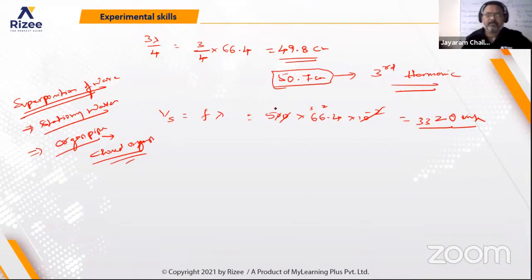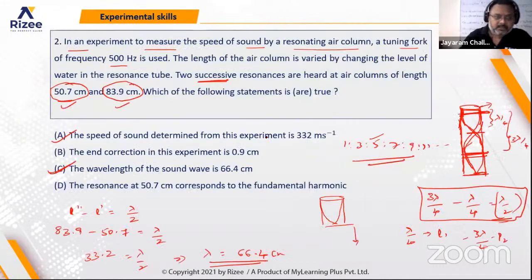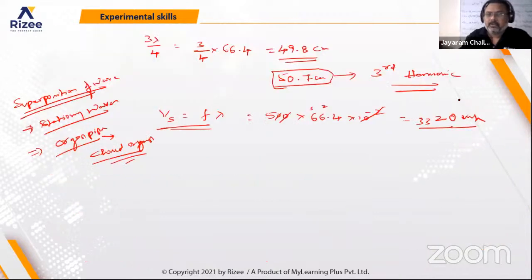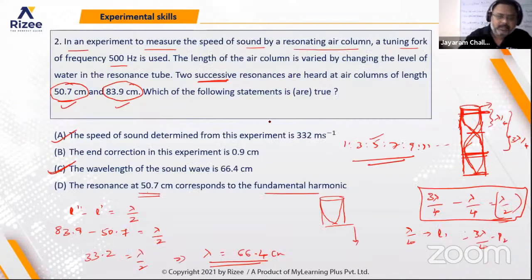These are the general formulas we have been using till now. So now he has another one, please. A and C we have confirmed. We need to verify the rest. In D he has mentioned 50.7 as a fundamental harmonic, but on solving we have got it as a third harmonic. That means your option D is going to be wrong.